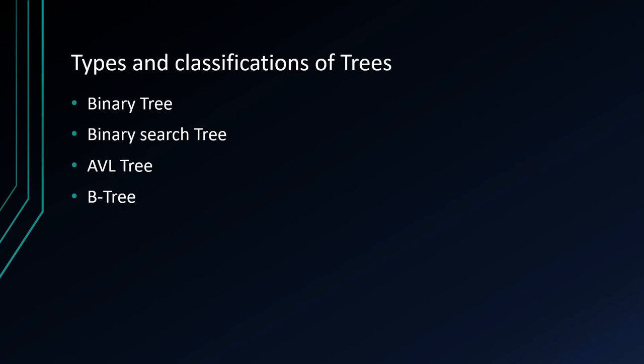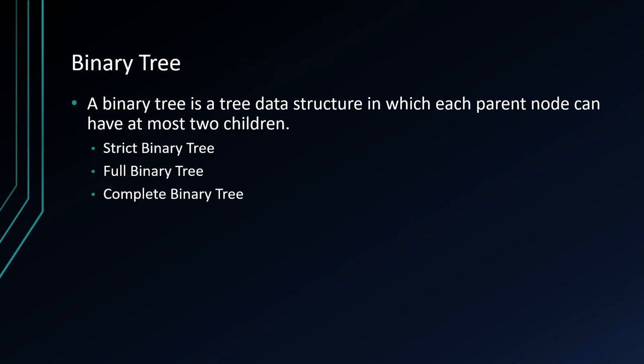Now that we know what a tree is and its parts, we're going to talk about the different types of trees. We have a binary tree, binary search tree, AVL tree, and B tree. But for this lesson, we're only going to be talking about binary trees. First up, we have a binary tree. This type of tree restricts the parent node to only have at most 2 children.